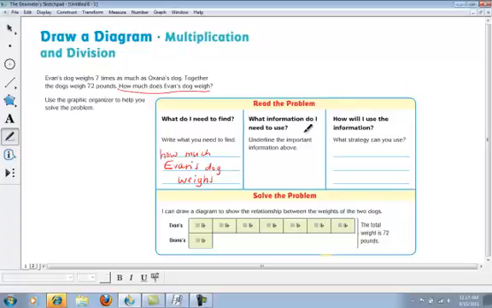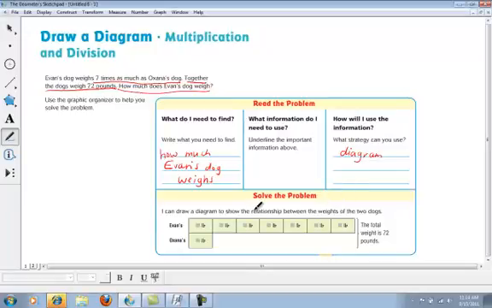What information do I need to use? Let's underline the important information above. Evan's dog weighs 7 times as much as Oksana's dog, and together the dogs weigh 72 pounds. All right, so how am I going to use this information? What strategy can you use? Well, I am going to draw a diagram to help me solve this problem.